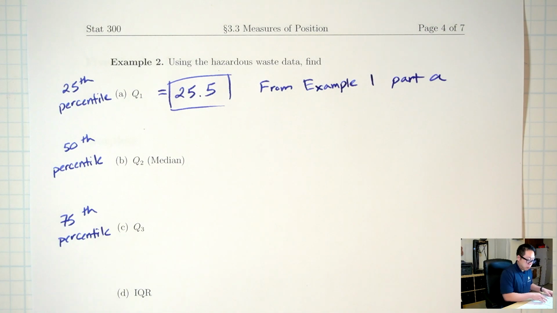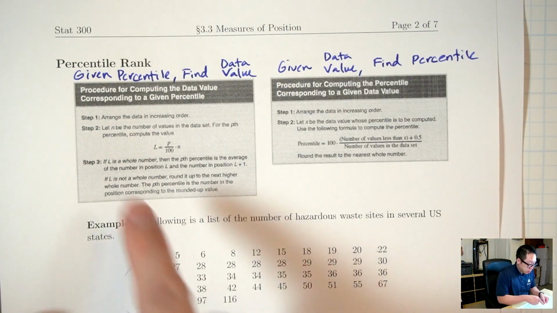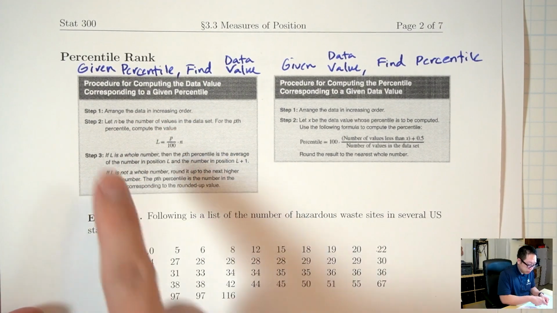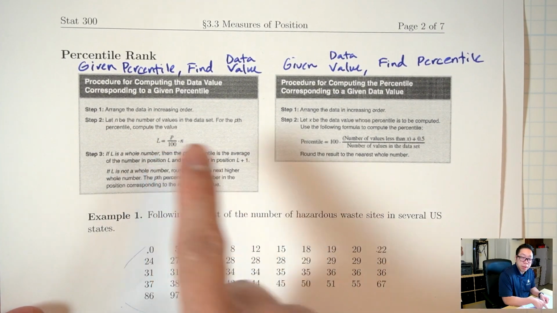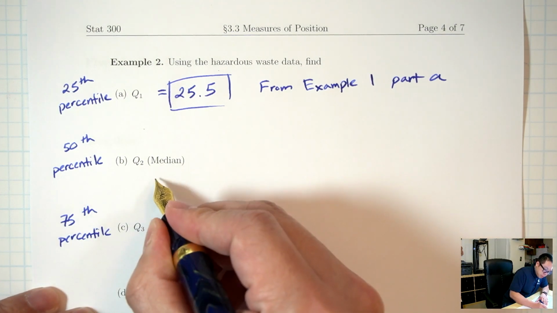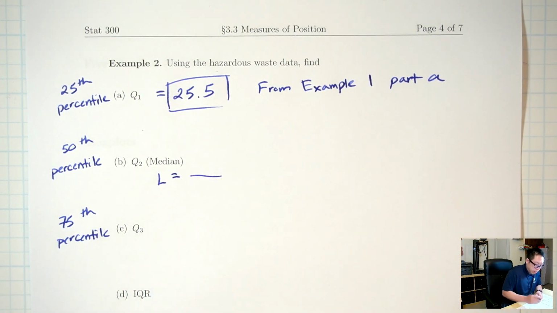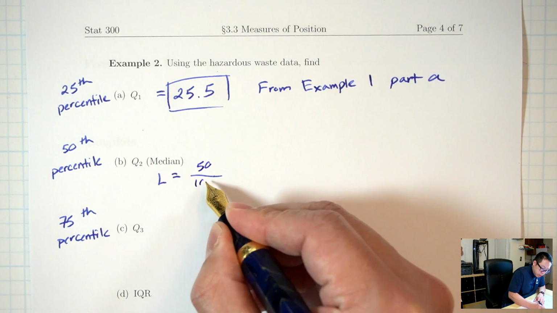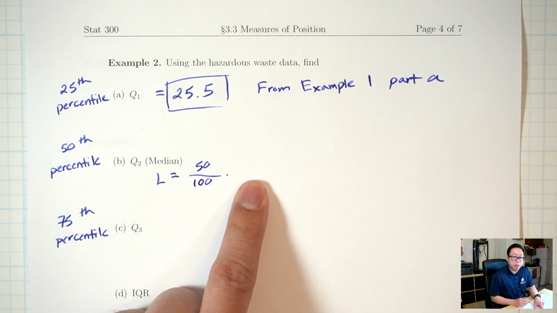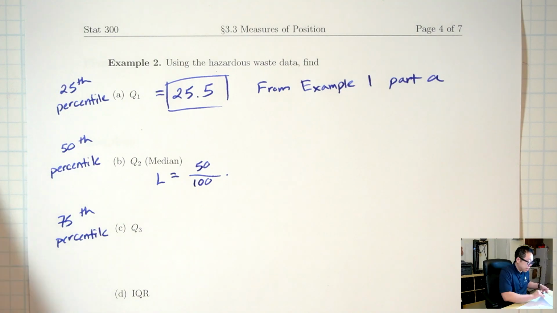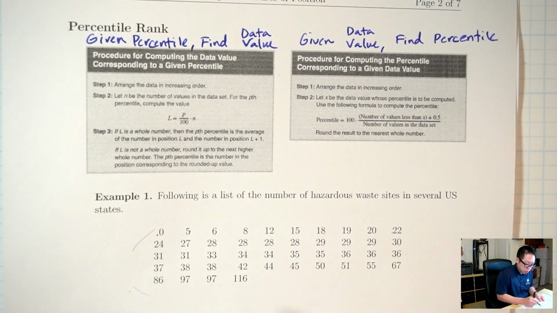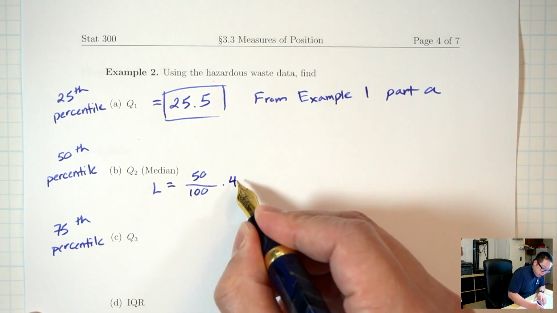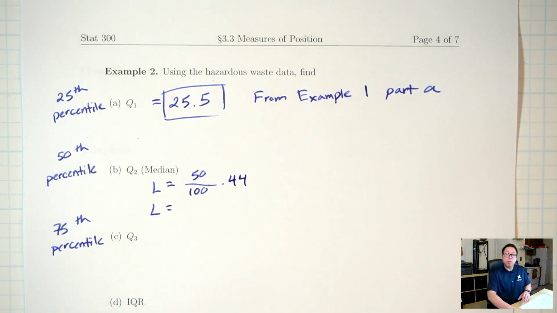Q2, the 50th percentile, we didn't do yet, so we actually have to do it. Step 1, arrange the data in order. We're good. Step 2, compute this L. L equals the percentile you want over 100, which is 50 over 100, times the number of data values in the data set. I think we've counted already. It's 44. So 50 over 100 times 44 is 22.